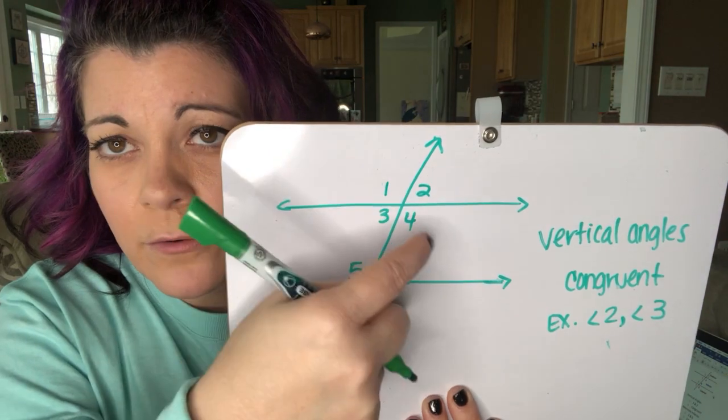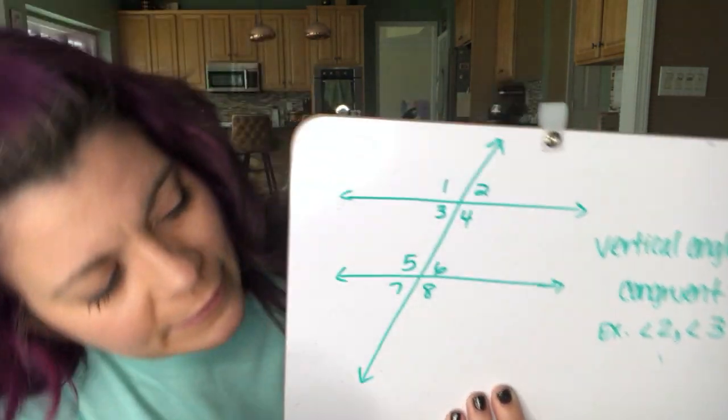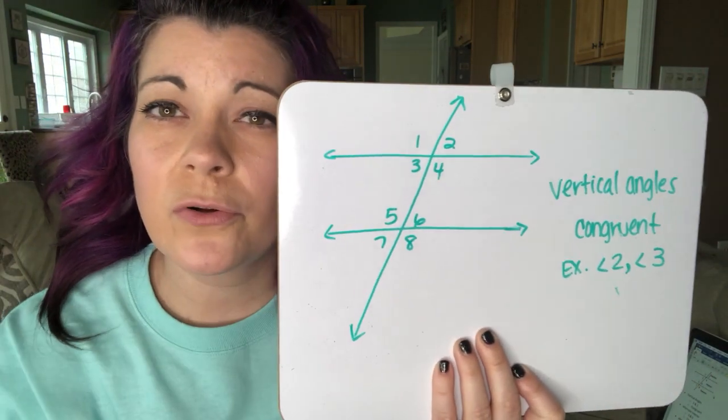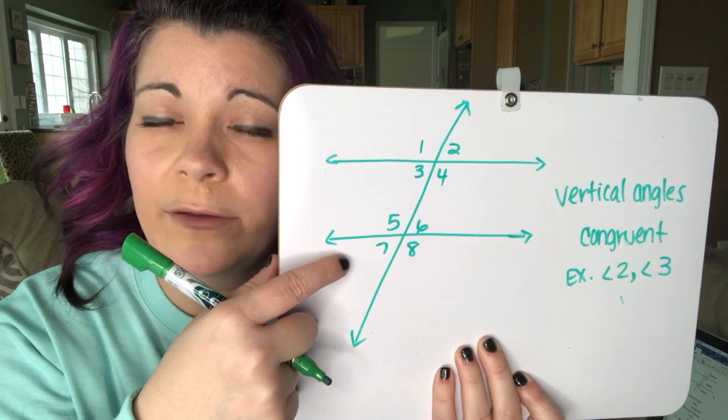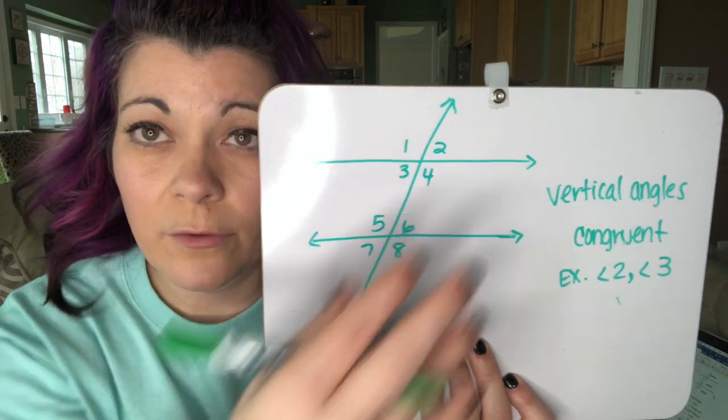1 and 4 are vertical angles. They're straight across from each other. 5 and 8. And I think that's 6 and 7. 6 and 7. They're all vertical angles. So vertical angles are congruent. If I said 7 was 50, then 6 would have to be 50 as well. But vertical angles are straight across from each other.